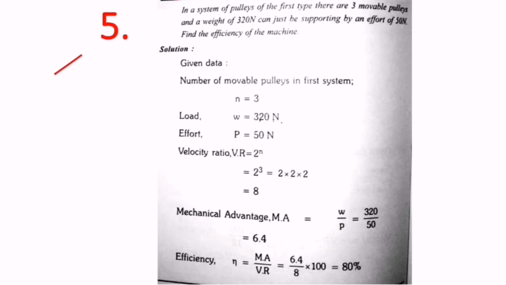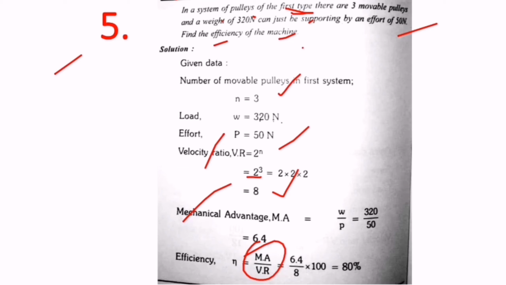Next question. In a system of pulleys of the first type, there are 3 movable pulleys and a weight of 320 Newton can just be supported by an effort of 50 Newton. Find the efficiency of the machine. So we know efficiency formula is mechanical advantage by velocity ratio, where velocity ratio of the first system of pulleys is 2 power n. So n equals 3, number of pulleys. 2 power 3 is nothing but 8. So mechanical advantage is W by P. W given as 320, P given as 50. So 320 by 50 is 6.4. So efficiency equals mechanical advantage 6.4 by velocity ratio 8 into 100. So finally we'll get efficiency is 80%.